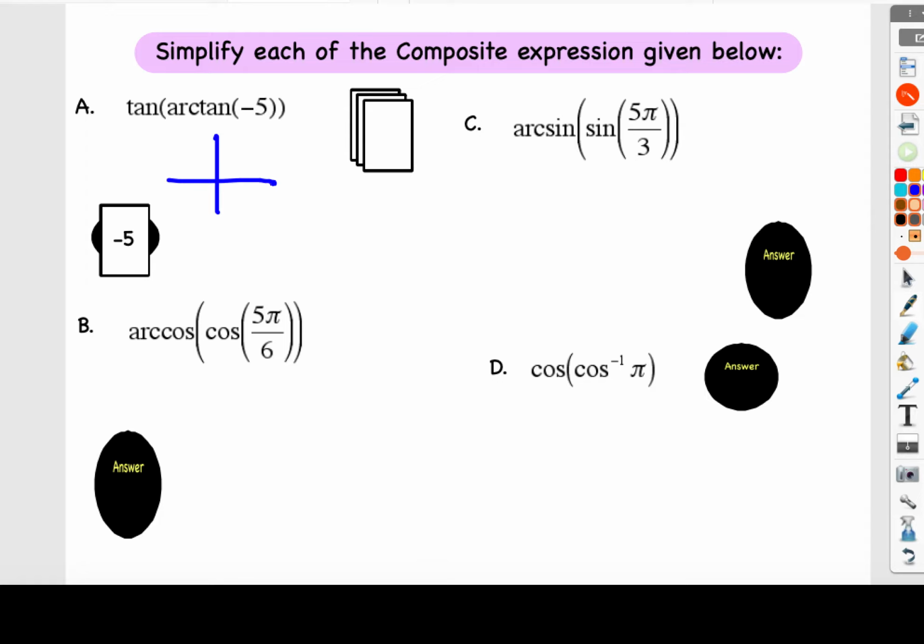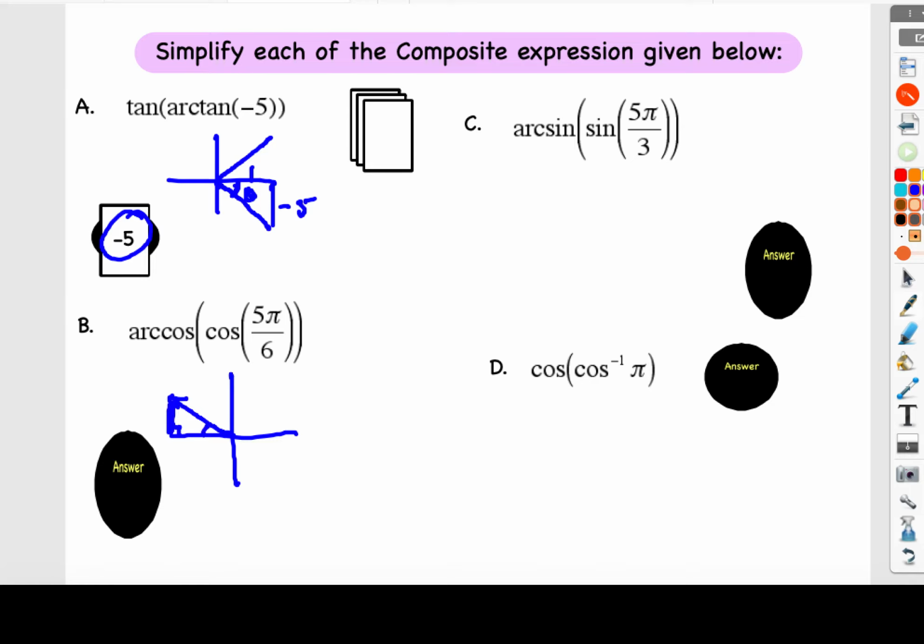For a ratio, if I drew a picture here, tangent would only have a negative ratio down in quadrant 4 here. But again, if we said -5/1, we're going to get an angle right here we could call theta. But immediately we're going to find the tangent of that angle, which immediately brings us right back to -5. Let's use that same idea down below here for option B. Arc cosine of the cosine at 5 pi over 6. Well, if we picture it, the cosine at 5 pi over 6 is going to be over here, right?